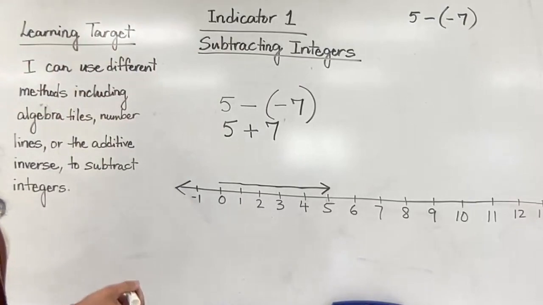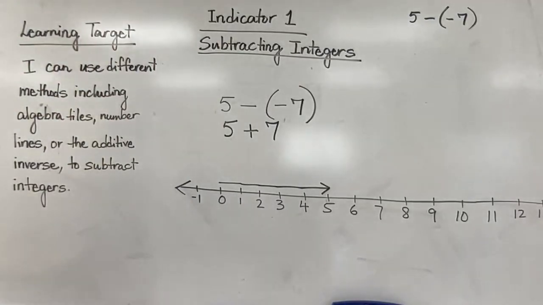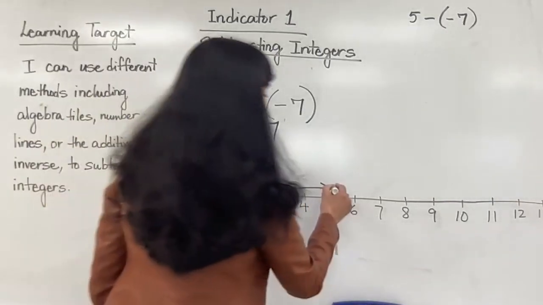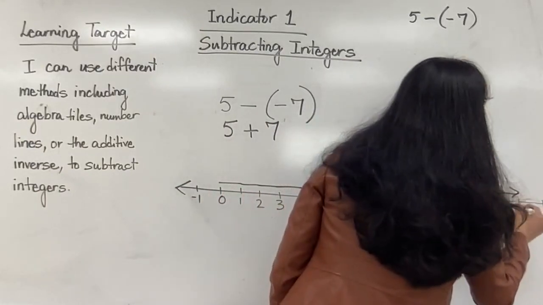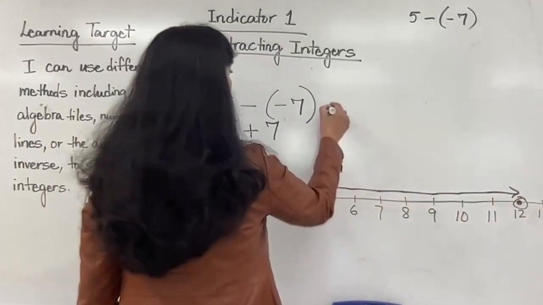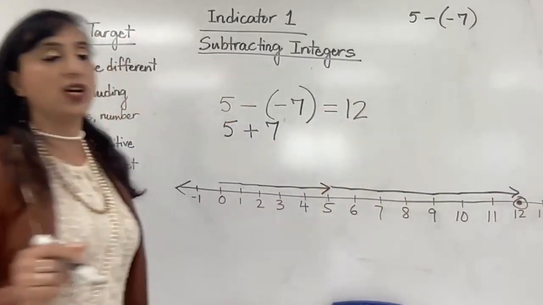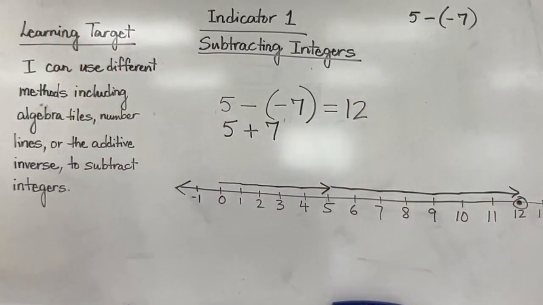So since I have 5 plus 7 and I am taking the additive inverse here, I am going to do 1, 2, 3, 4, 5, 6, 7. And so my answer is going to be 12. I can use the additive inverse, which is 5 plus 7. Basically, to subtract -7, I do the additive inverse of -7. So that's why I do 5 plus 7.